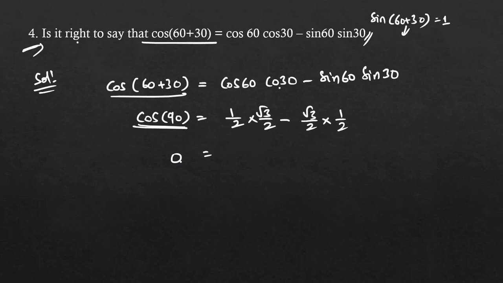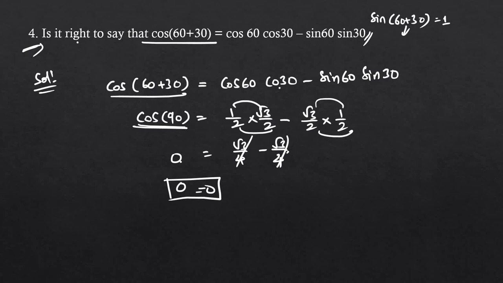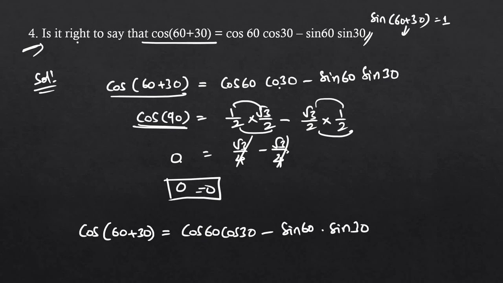Very good. So this is root 3 by 4 here, root 3 into 1 over 2 into 2, and root 3 into root 3 gives root 3 by 4 here. So these two will get cancelled, and it is equal to 0. So we can say that these both are also equal here. So cos of 60 plus 30 is equal to cos 60 cos 30 minus sin 60 sin 30. These values are also equal. Is it right? It is right. Yes, it is right here.